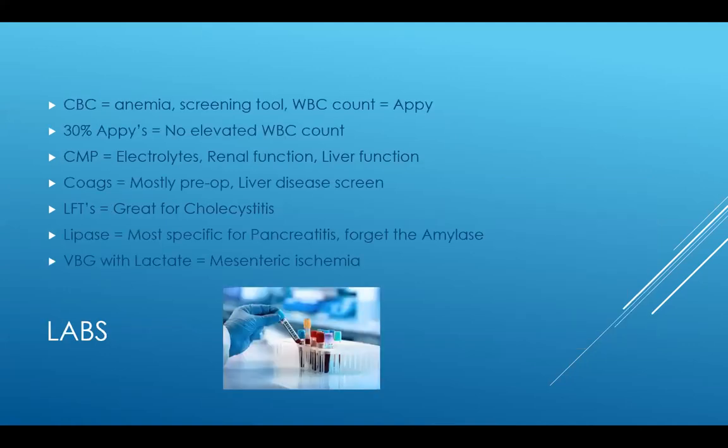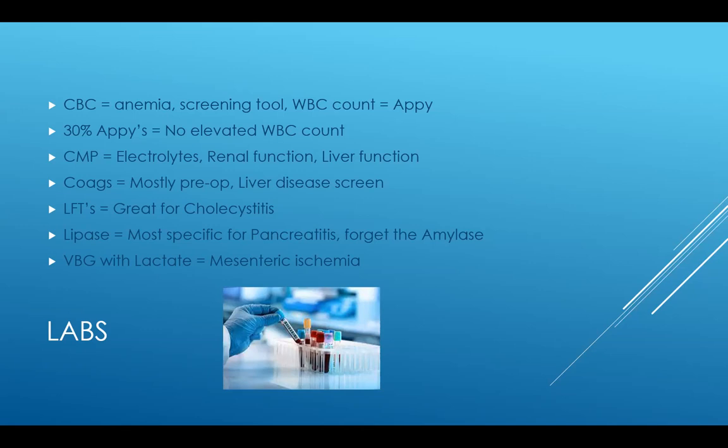So what do they mean? Well, the CBC is going to screen for anemia. It's a really good screening tool. You're also going to see your red blood cell indices and your white blood cell count. So we're really worried about the white blood cell count when we're talking about appendicitis. It is really something that we need to know, that 30% of appendicitis will present with no elevated white blood cell count. So let me say that again. 30% of acute appendicitis will present with no elevated white blood cell count. So that's why we really have to keep our mind together. And when we're suspecting this, we don't want to give up on it until they're seen by a surgeon.